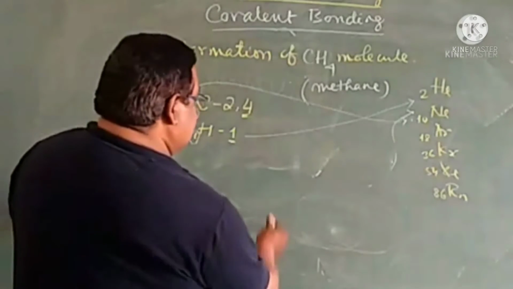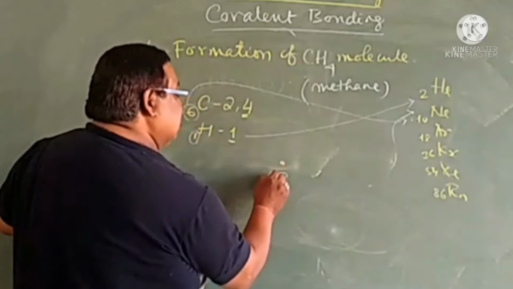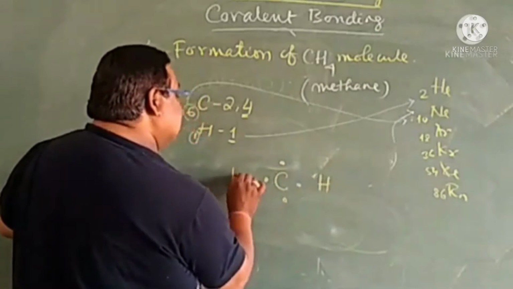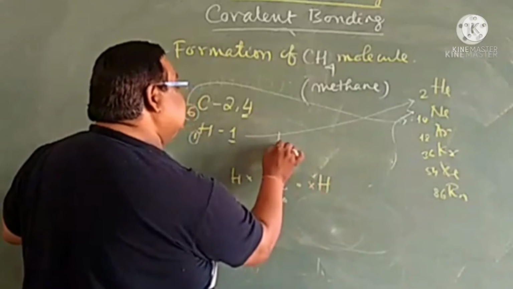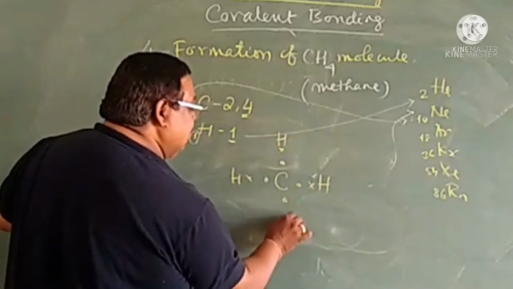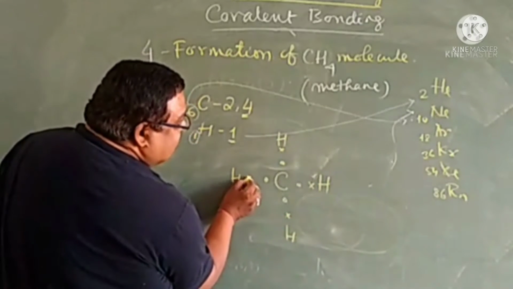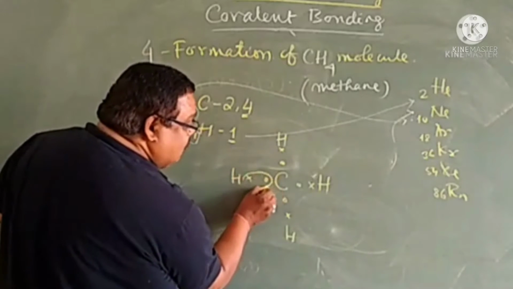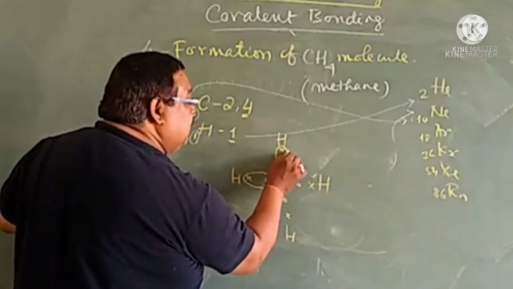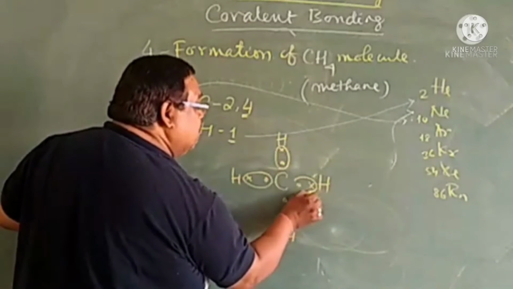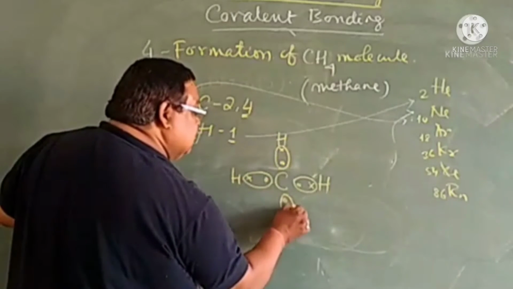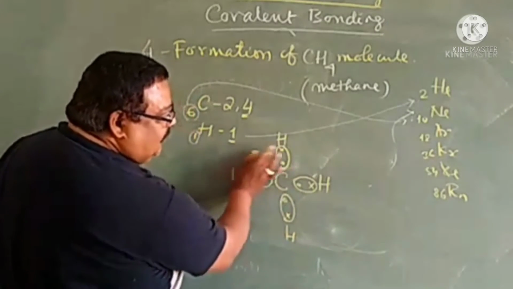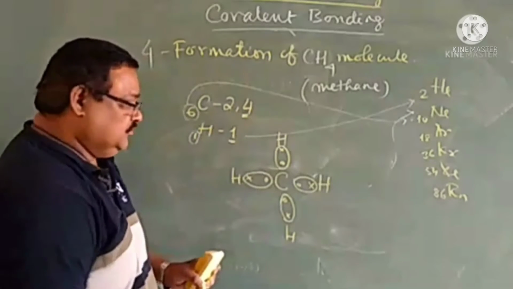4 more electrons to become the nearest inert gas configuration. So this carbon has 4 valence electrons around it. Each hydrogen atom has 1 electron around it. So what will happen here? Each hydrogen atom shares its electron with 1 valence electron of carbon, thereby forming 1 covalent bond between 1 hydrogen and carbon atom. In this manner, 4 covalent bonds are formed around the carbon atom.